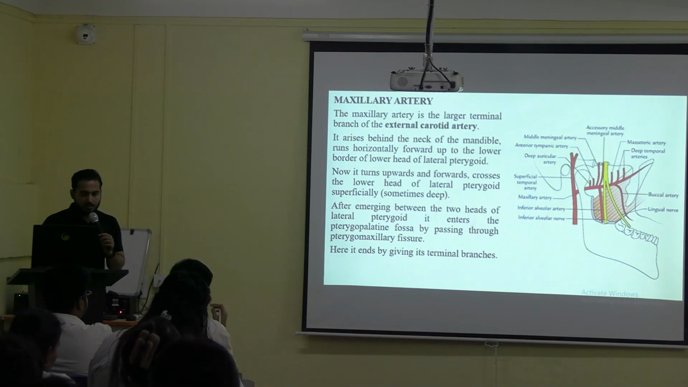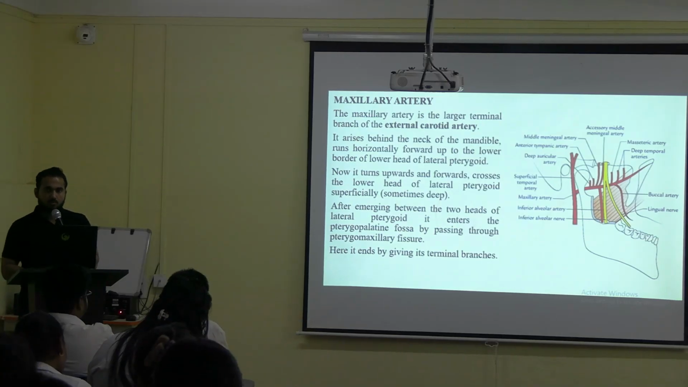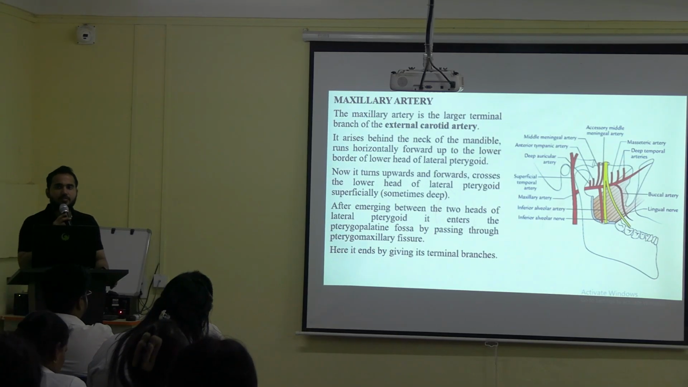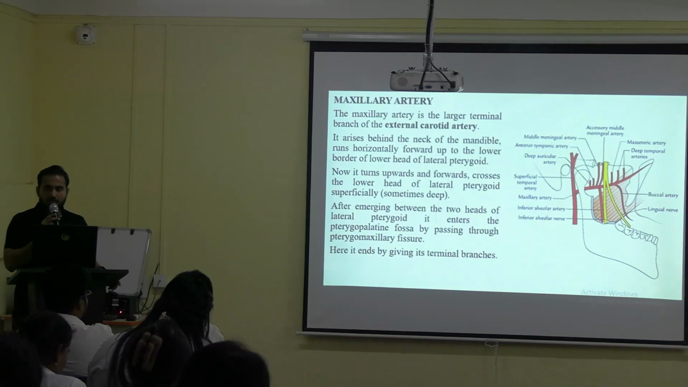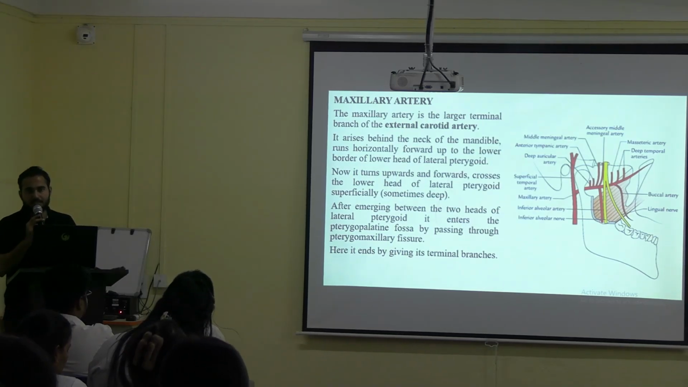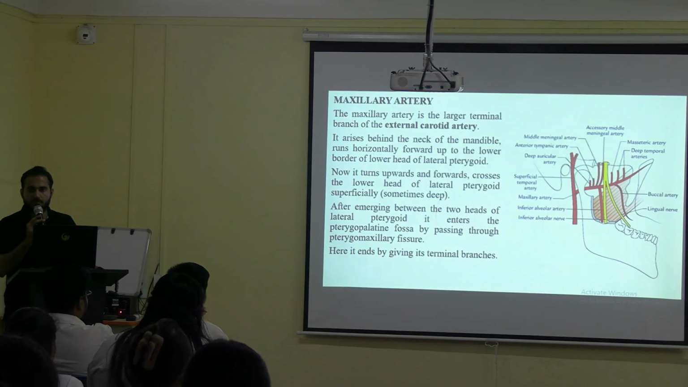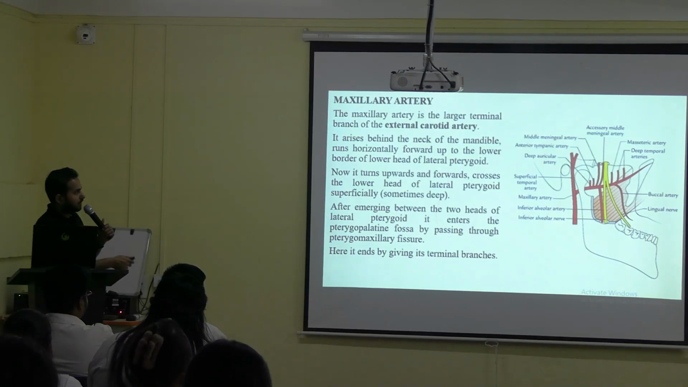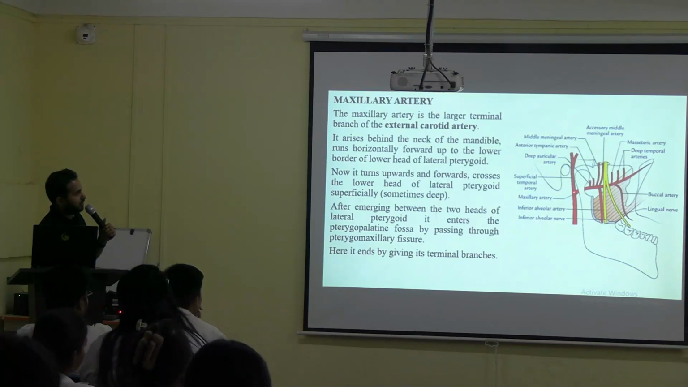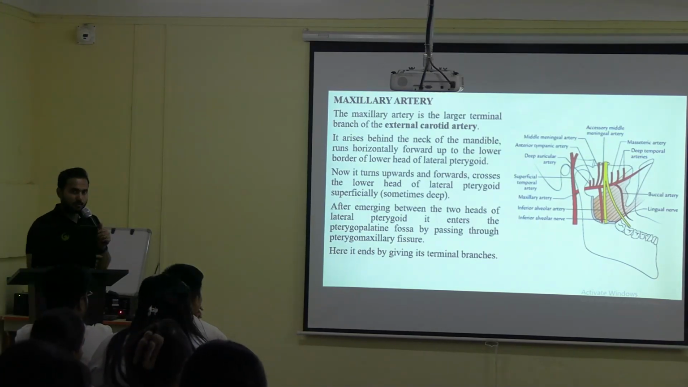Okay, next the maxillary artery. So the maxillary artery is one of the larger terminal branches of the external carotid artery. Okay, if you see the origin of the maxillary artery, it is behind the neck of the mandible. Just see the diagram. Can you see? Look, this is the neck of the mandible. This is the head of the mandible, and this is the neck of the mandible. So you can see the origin of the maxillary artery.